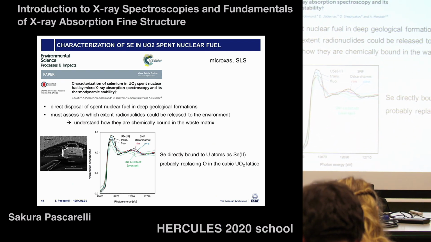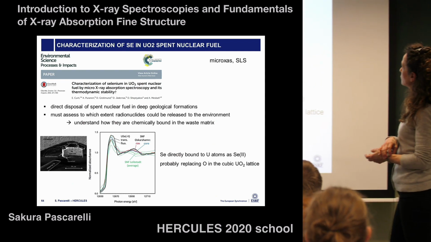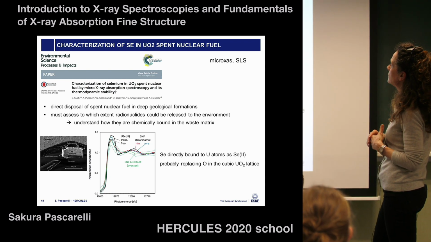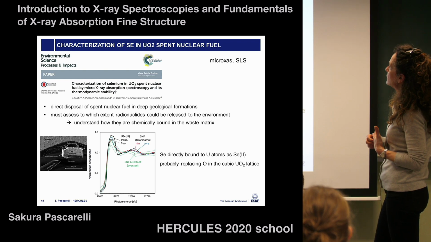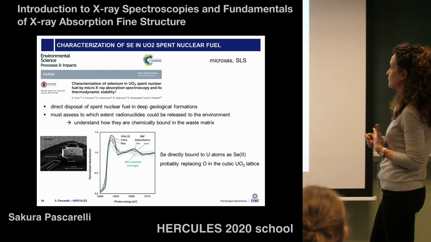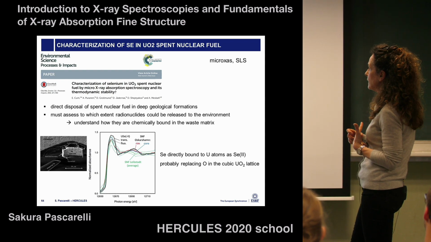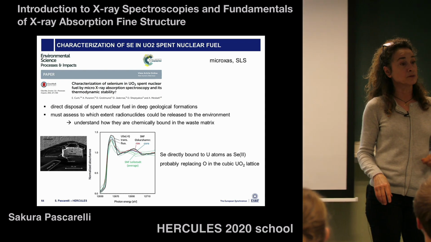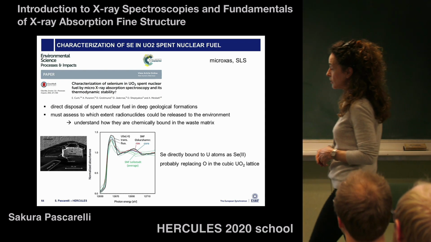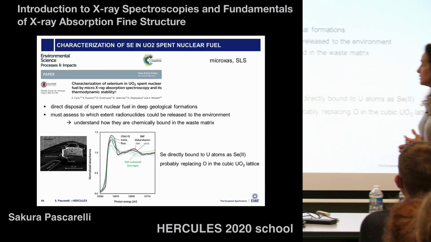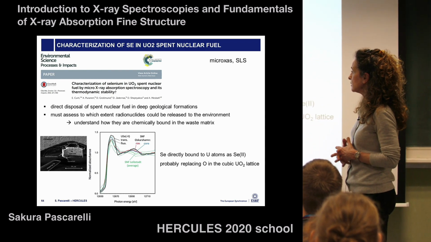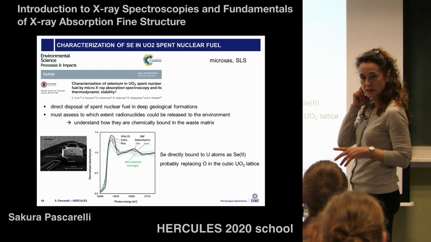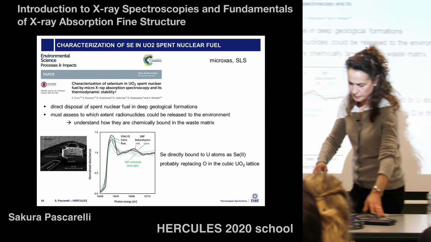This is another example of work done at Swiss Light Source with a very small spot. So they were looking at spent nuclear fuel. And they were able to understand just from the XANES. So obviously this was very difficult experiments. The data is not great, but it's still sufficient to understand how these radionuclides are actually chemically bound to this waste material.